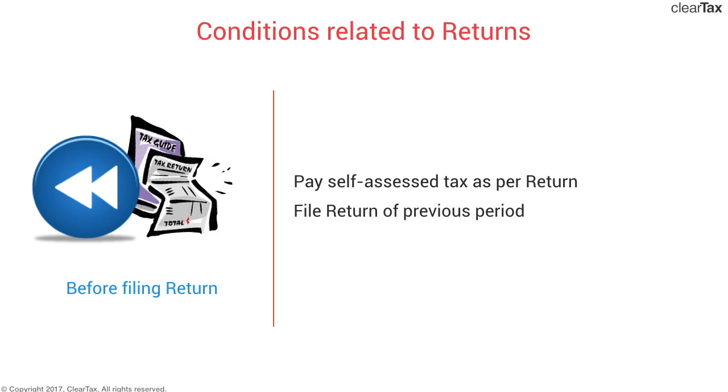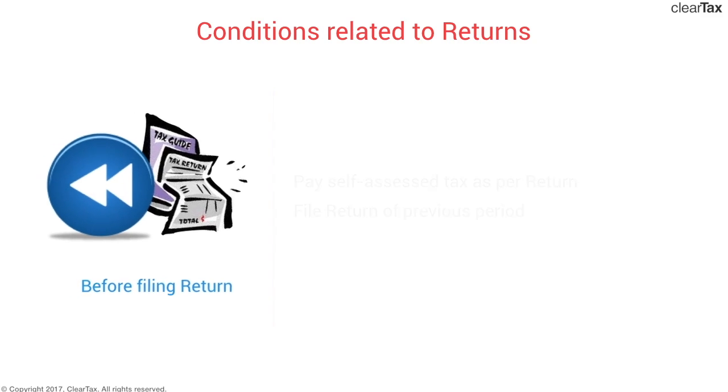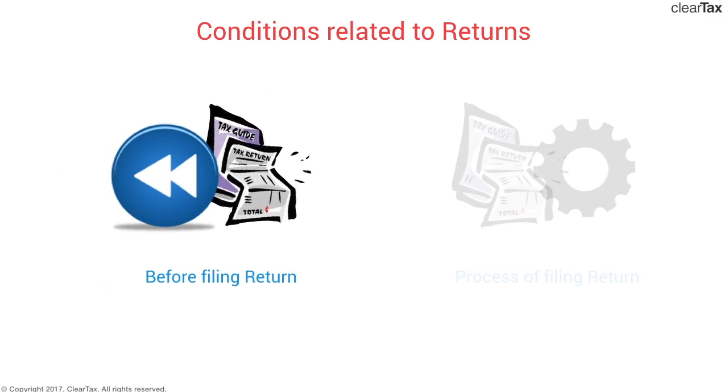The second, any return cannot be submitted if the return of the previous period has not been filed. Therefore, before filing a return for a particular period, the taxpayer has to go and file all the previous period's return. If a taxpayer is trying to submit the return for December, then he'll have to first file the returns up till November. Only then he can file the return for December. Those are the two conditions before filing any particular return.